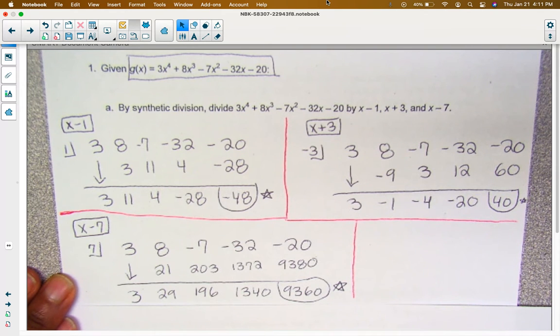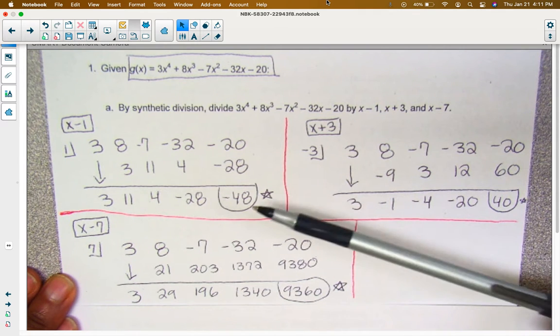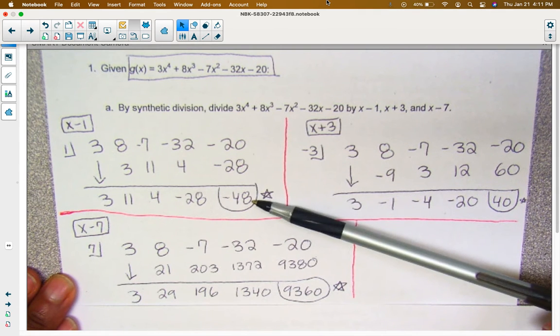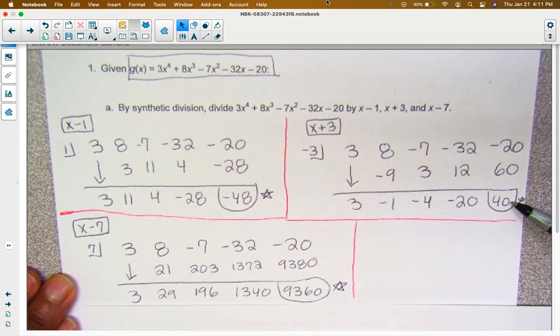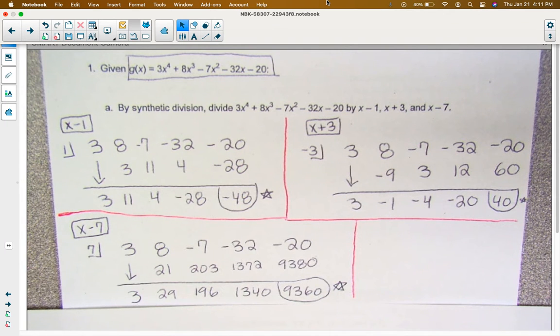Now this is the remainder theorem, so we're only focusing on the remainder. I got negative 48 when I divided by x minus 1. I got 40 when I divide by x plus 3. And I got 9,360 when we divided by x minus 7. So, boom, we'll keep that in mind. That is there for us. Easy peasy. Now let's see what the next part says.